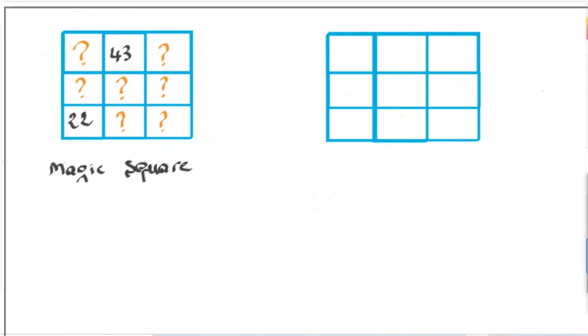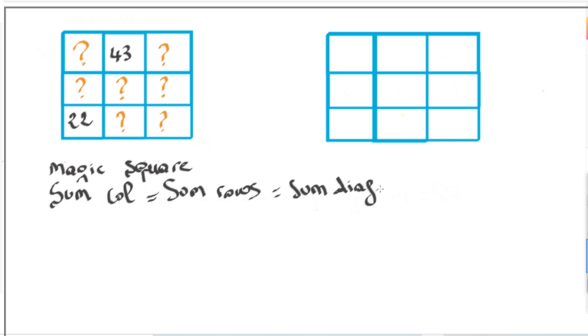So here we have the problem of magic square. The definition of magic square is where the sum of the columns, the sum of the rows, and the sum of diagonals are all the same. So we call them M for the sum for columns and rows, and the sum of the diagonals are all equal to M, which is equal to 87.